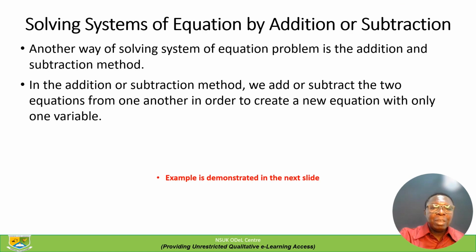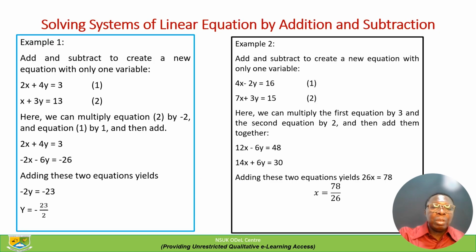So, having done solving systems of equations by substitution, another way of solving systems of equations is the addition and subtraction method. In the addition or subtraction method, we add or subtract the two equations from one another in order to create a new equation with only one variable. So, solving systems of linear equations by addition and subtraction.